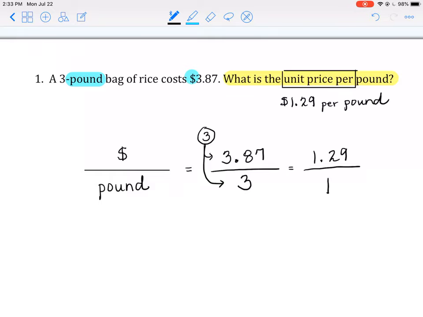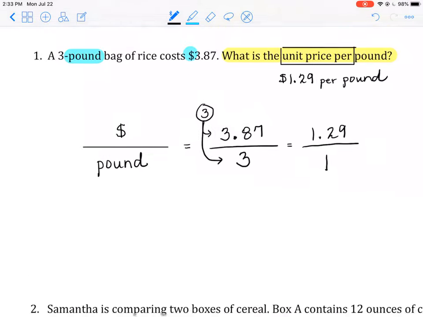So the skills are exactly what we've been doing. We just have to set the problem up, and that takes a little bit of practice. It takes a lot of practice. The more you practice these word problems, the better you will be. Okay, number 2.